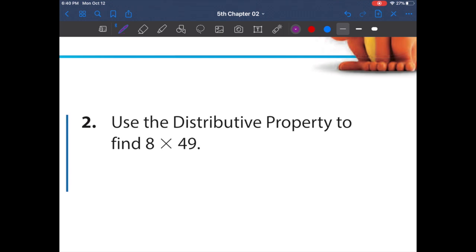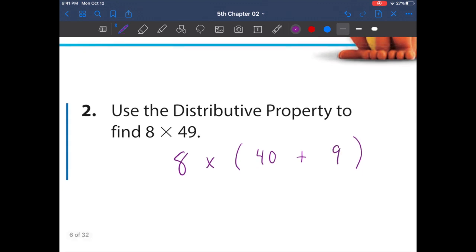Let's try another one. It says use the distributive property, right? We want to draw some rainbows. So we have to find the answers. We have 8 times, and I'm going to break up 49. What 2 numbers can I use to break up 49? Well, I'm going to do 40 plus 9. That's easier for me to find out. So now I'm just going to do 8 times 40 plus 8 times 9.